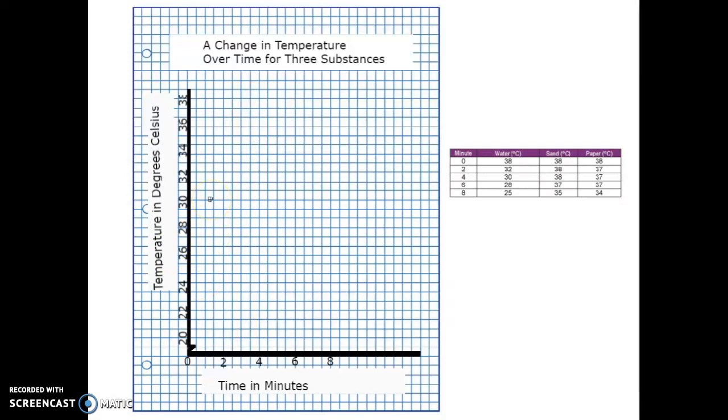So let's try to plot that again. So 0 minutes and 38 degrees Celsius should be right here. The next one is 2 minutes and 32 degrees Celsius. The next one is 4 minutes and 30. Then 6 and 20. And 8 and 25.